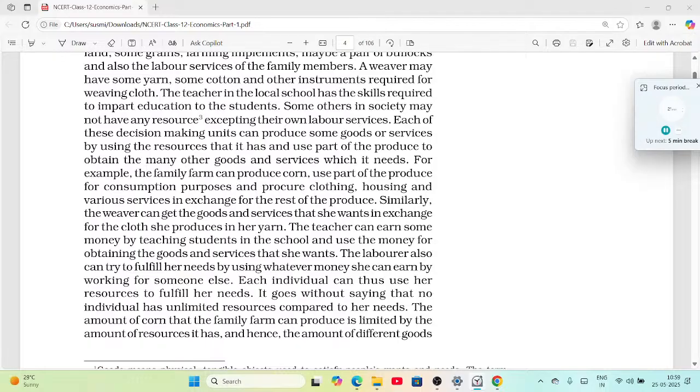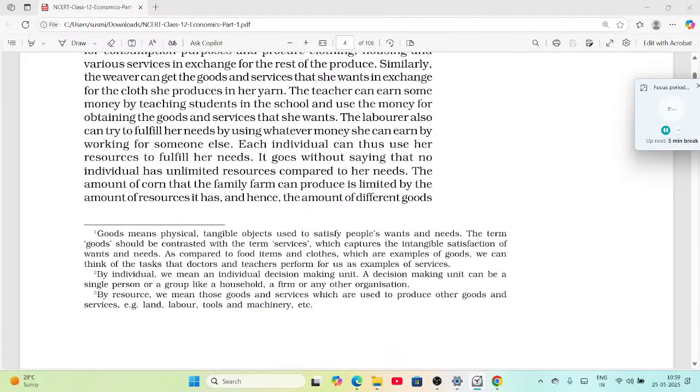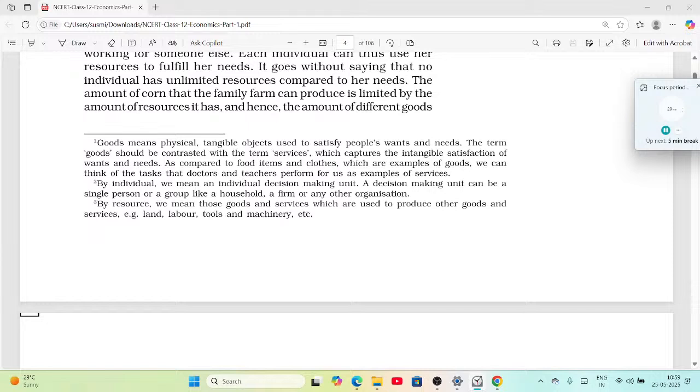The labor can essentially use her resources to fulfill her needs. It goes without saying that no individual has unlimited resources compared to her needs. The amount of corn that the family farm can produce is limited by the amount of resources it has, and hence the amount of different goods.